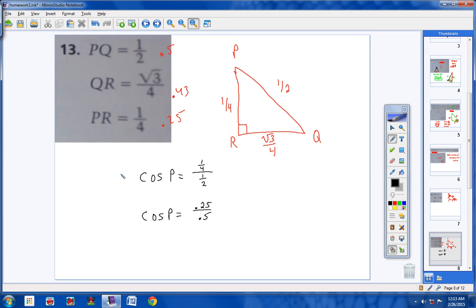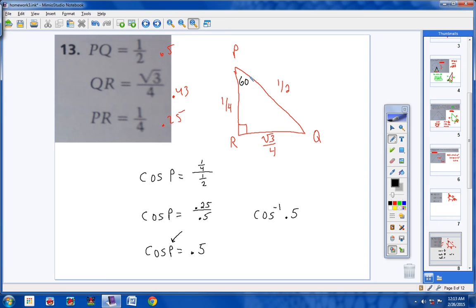And then divide that out with your calculator. So 0.25 divided by 0.5 gives you 0.5. So you really have the cosine of P equals 0.5. Now we're ready to use our calculators, okay? So am I looking for an angle? Yes, I am. So I want to hit inverse cosine of 0.5. Inverse cosine of 0.5. And if you type that in correctly, you're going to get 60 degrees. So P is 60.